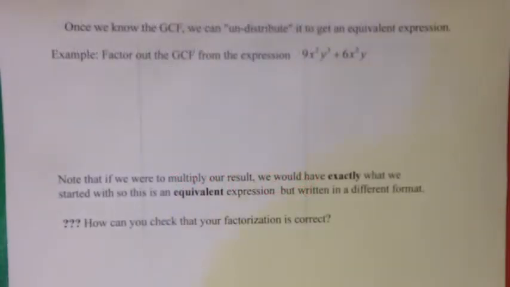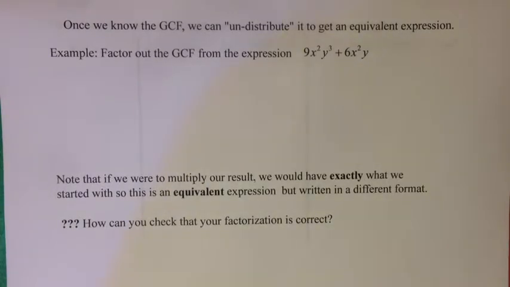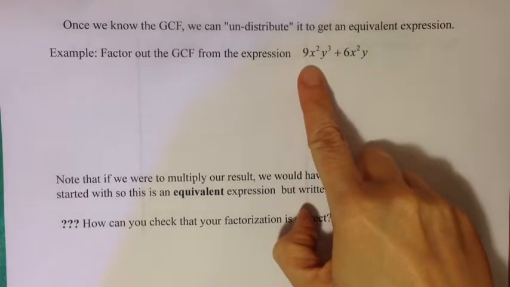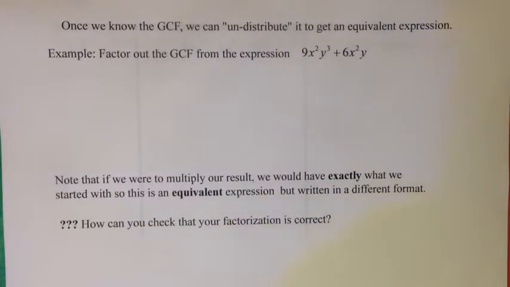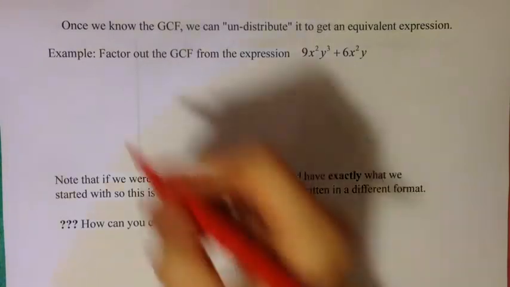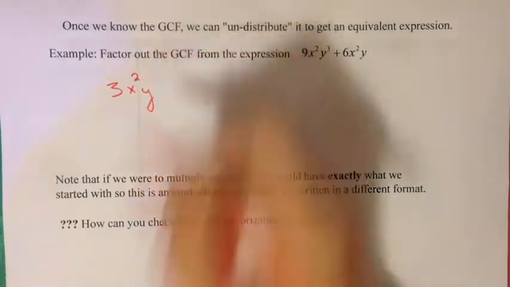The real goal of finding the greatest common factor is so that we can factor it out, or undistribute it, to get an equivalent expression. For example, let's go ahead and factor out the greatest common factor from the expression 9x squared y cubed plus 6x squared y. We've already determined that the greatest common factor is 3x squared y.